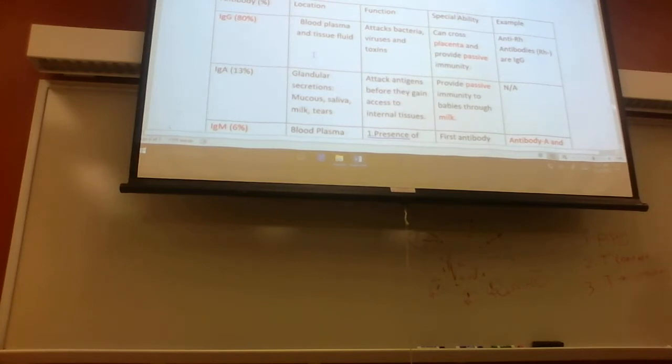So your IgG makes up 80% of the antibodies in your blood. So this is a good whopping portion. You can find a lot of these IgG antibodies in your blood plasma and your tissue fluid. IgG attacks bacteria, viruses, and toxins. And the interesting thing about IgG is that they can cross the placenta and provide passive immunity.